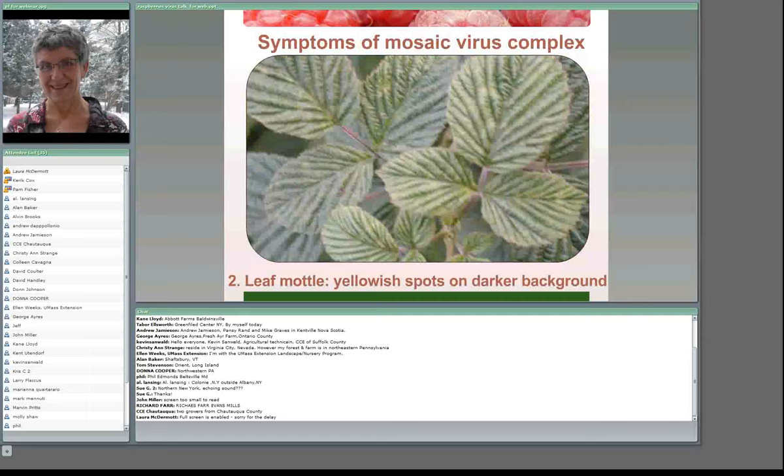The plant in this picture was not confirmed as having a virus disease, but I wanted to show it to you as something that could be a virus, especially when you see this leaf puckering. Oh, there's the arrow. The deep kind of puckering and yellow mottling on the new growth.